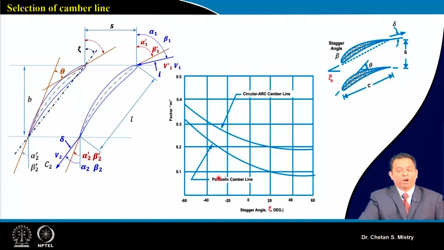Now, if you recall, we were discussing the calculation of my factor M. This factor M is what we use for the calculation of our deviation angle. This is representing my circular arc camber line. This is representing my parabolic arc camber line with different stagger angles. So we will be calculating our M factor based on that.